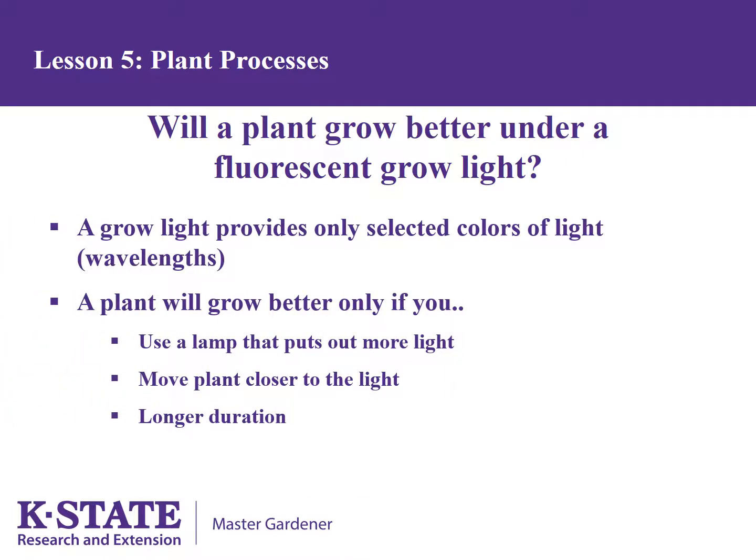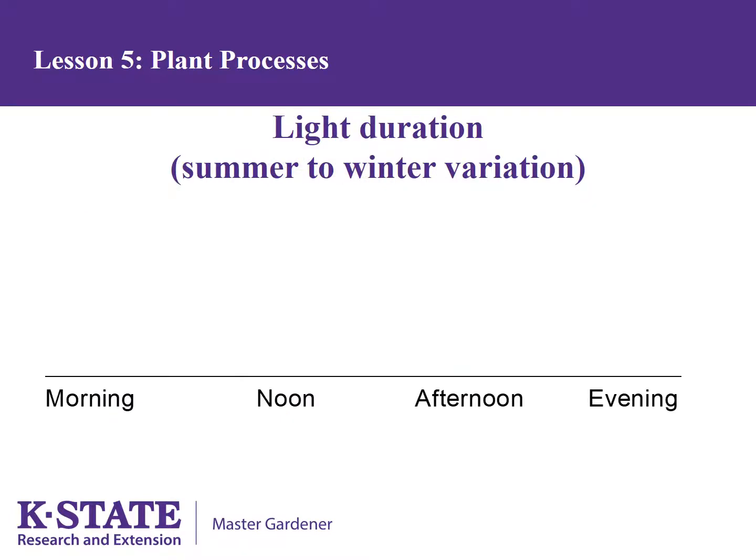A plant will only grow better if you use a lamp that puts out more light, move the plant closer to the light, or leave the light on for a longer duration. Light duration is also important for plant growth. Many greenhouses shut down during the coldest part of winter, not only because energy costs are high, but also because we don't have much light in the winter.